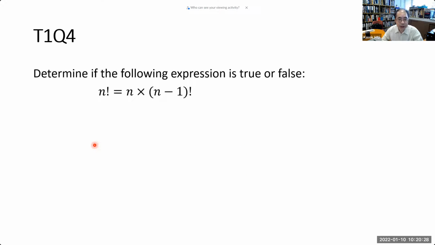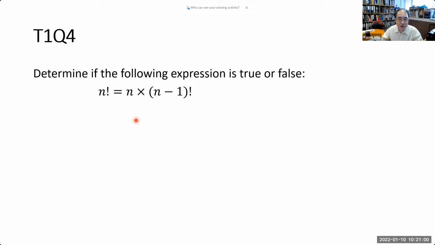Next one is to determine whether the following expression is correct or not, true or false. When you do it, you should do it from one side to another. You can do it from the left-hand side to the right-hand side, or from the right-hand side to the left-hand side. Don't mix them. Don't expand the left-hand side equal to the expansion of the right-hand side and cancel some terms.